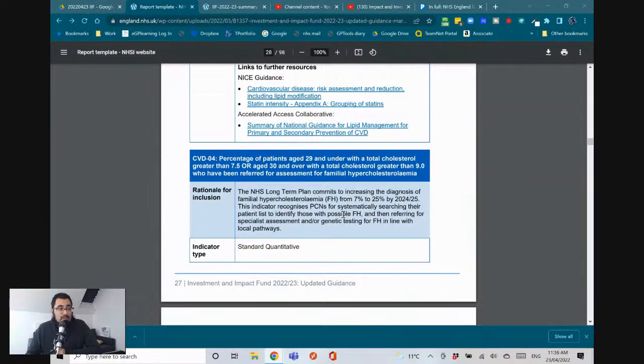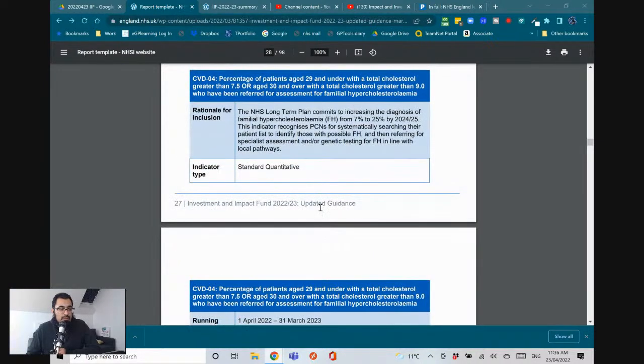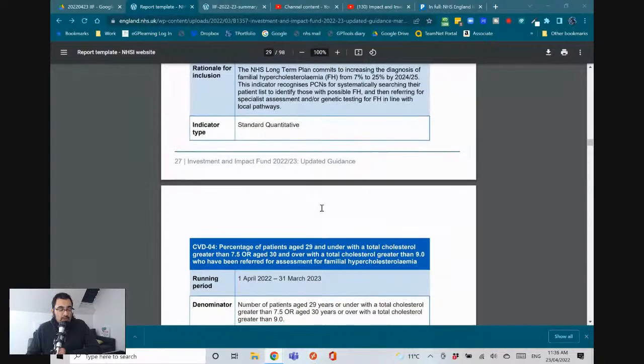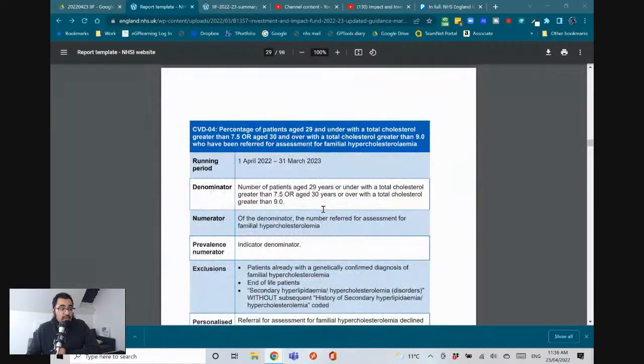CVD04: percentage of patients aged 29 and under with a total cholesterol greater than 7.5, or aged 30 and over with a total cholesterol greater than 9.0, who have been referred for assessment for familial hypercholesterolaemia. So it talks about wanting to try and improve the care of patients with these. It's a standard qualitative threshold for this financial year.